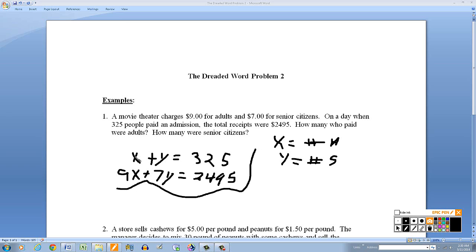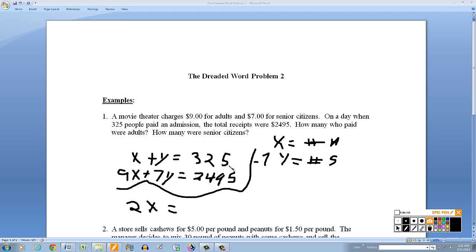By elimination, you try to eliminate one of the variables by multiplying one or both equations by a number. So if I want to eliminate the y, I can multiply the first equation by -7. Notice -7 times x is -7x, added to 9x gives me 2x. And then -7y and 7y cancel, so the left side just gives me 2x.